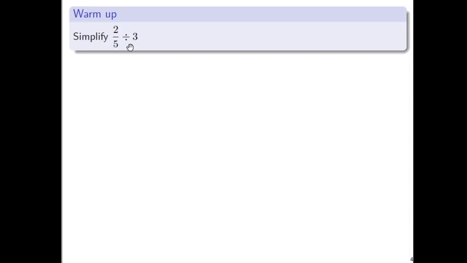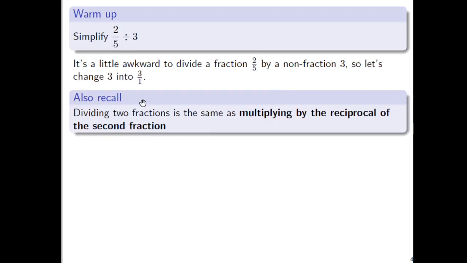Let's simplify 2/5 divided by 3. It's a little awkward to divide a fraction by a non-fraction, so I'd like to change the 3 into 3 over 1 first. Also, let's recall that dividing two fractions is the same as multiplying by the reciprocal of the second fraction. So 2/5 divided by 3, I'd rather call this 2/5 divided by 3 over 1, and then change the division to multiplication, but the cost of doing that is to rewrite the second fraction by reciprocating.